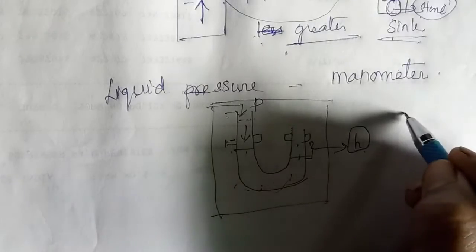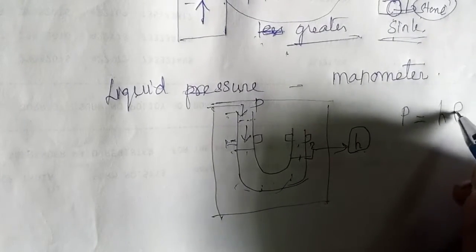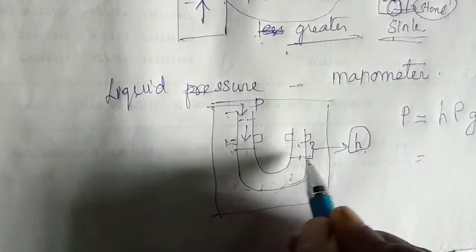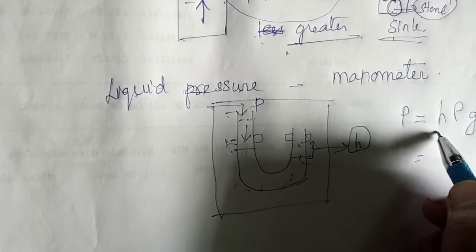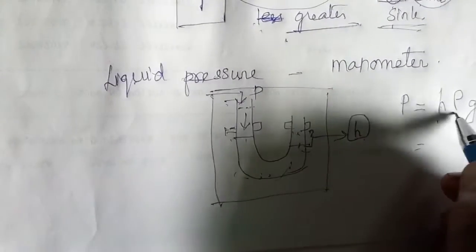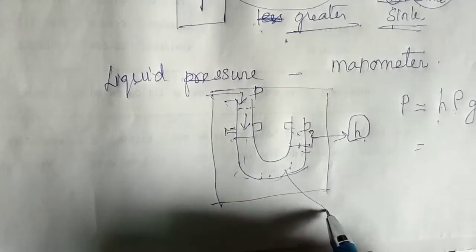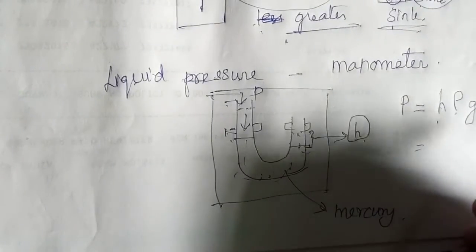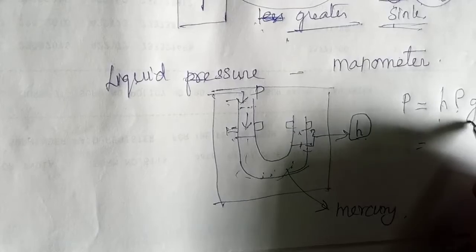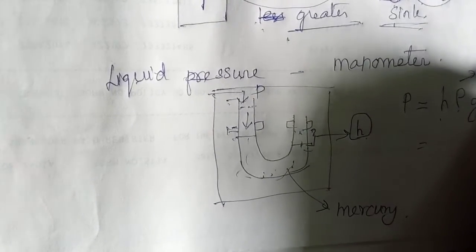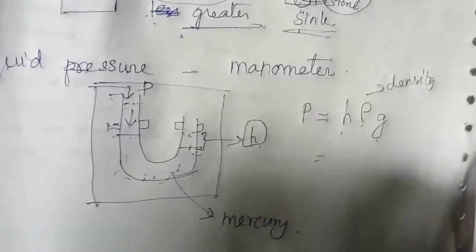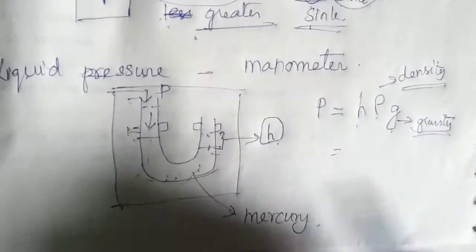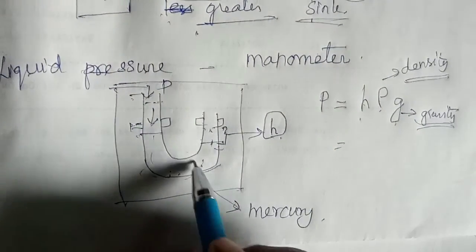That pressure can be calculated by the formula h rho g. h means the difference in the height of the liquid in these two ends, measured by the meter scale. Rho is the density of the liquid we have taken, usually mercury, and g is gravity. These are constant values. When you substitute all these values, we can find out the liquid pressure.